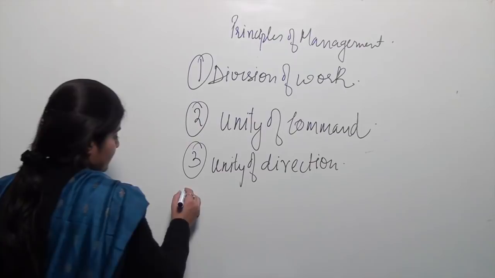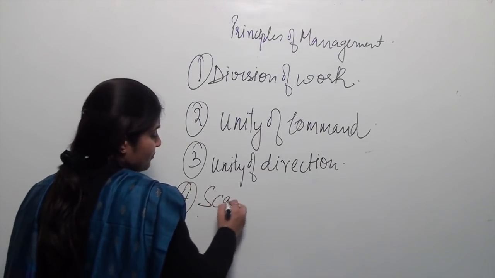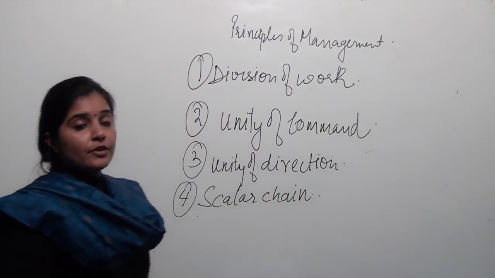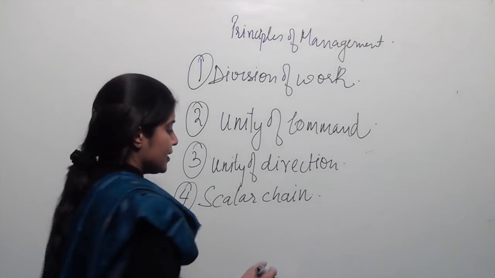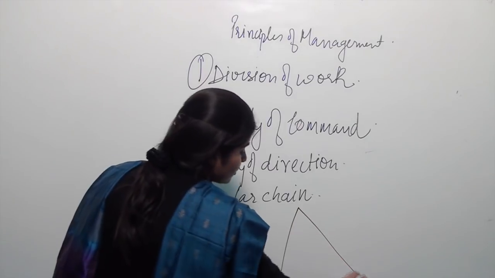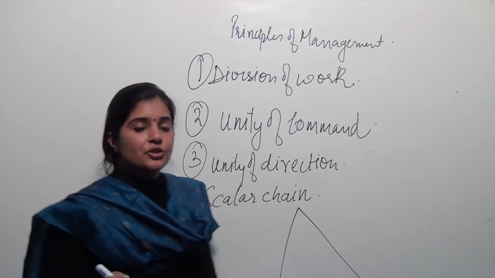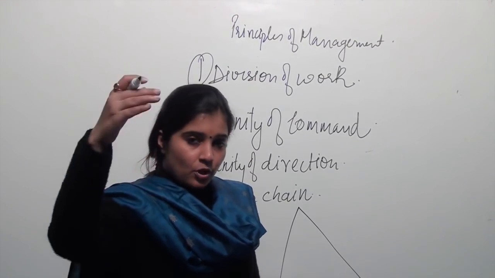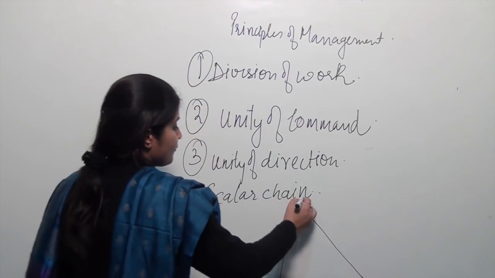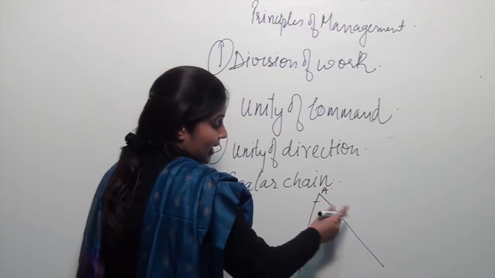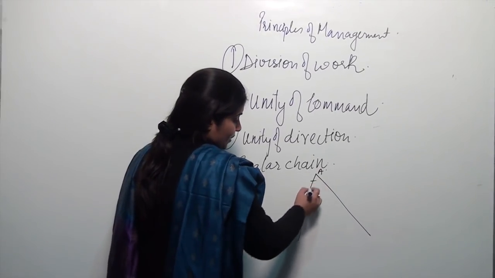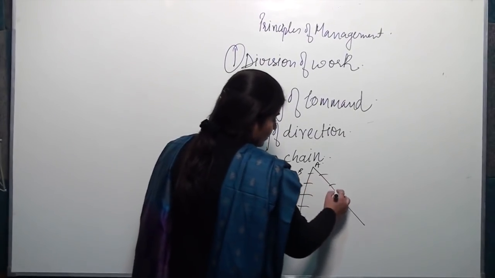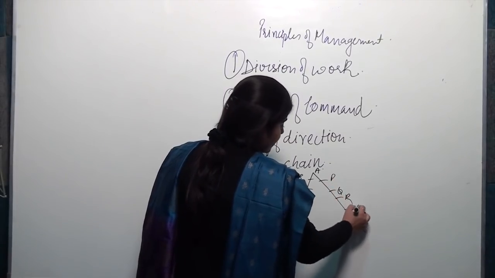Thereafter, I come to the next principle. This is a very interesting principle, the principle of scalar chain. According to this principle, there is an authority-responsibility relationship established in an organization. There is a hierarchy established from top to bottom, right? Now, if A is the topmost boss, and these are the two segments that it has, A here we have P, Q, R, S and T.